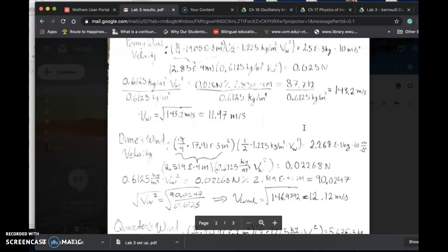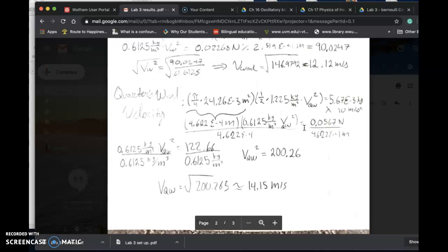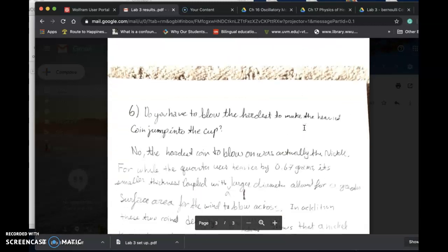Whereas with a dime, it may be smaller, but it requires more wind in order to push it. But the interesting fact of this was that even though the quarter was the heaviest of it all, it didn't need as much wind to be blown up into the cup as the nickel. So that answers the question here: do you have to blow the hardest to make the heaviest coin jump into the cup? And it's no. While the quarter was heavier by 0.67 grams, its smaller thickness coupled with a large diameter allowed for a greater surface area for the wind to blow across.